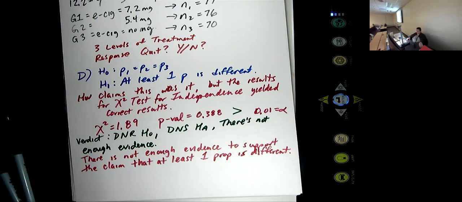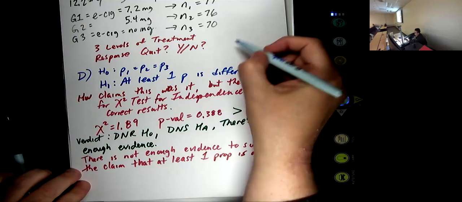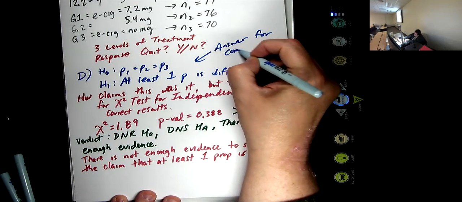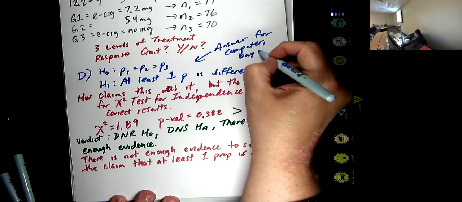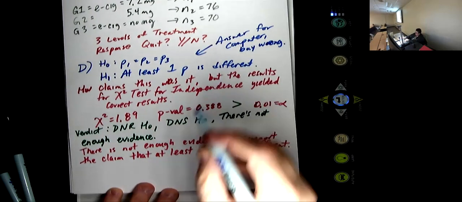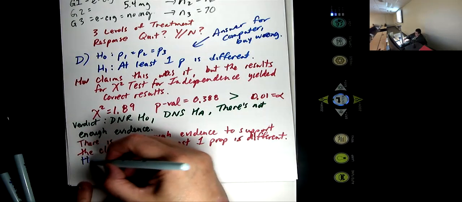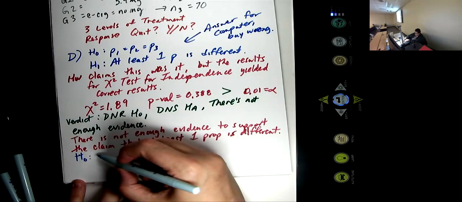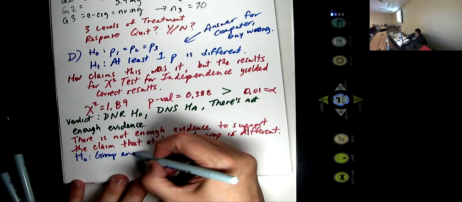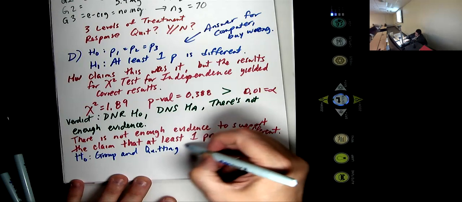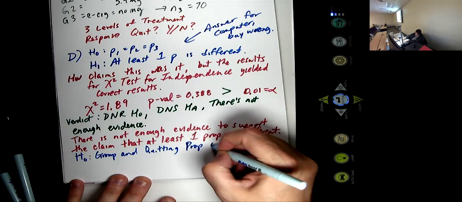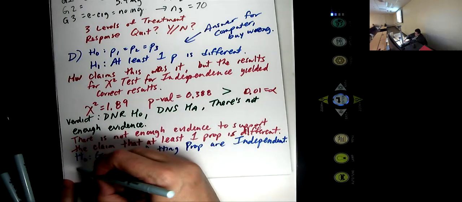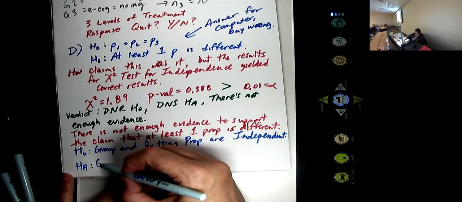This is the wrong H naught and HA though. Answer for computer, but wrong. The true one is H naught is 'quitting proportion' are independent. And HA is group and quitting are dependent.